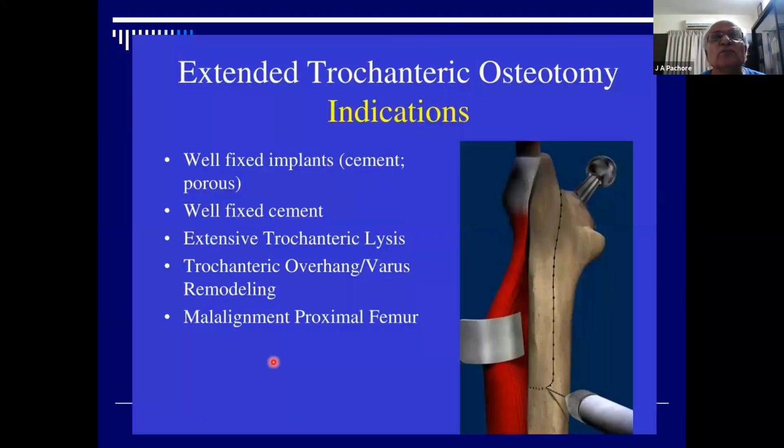So these are the indications: a well-fixed implant, either cemented or porous. Wherever there is a lot of lysis, trochanteric overhang, or sometimes varus remodeling, you will not be able to enter inside. There is a malaligned proximal fragment, and you won't be able to enter the canal. These are true indications. So: well-fixed implant, both cemented and uncemented, trochanteric lysis, trochanteric overhang or varus remodeling, and malalignment of the proximal component. This is an excellent approach.